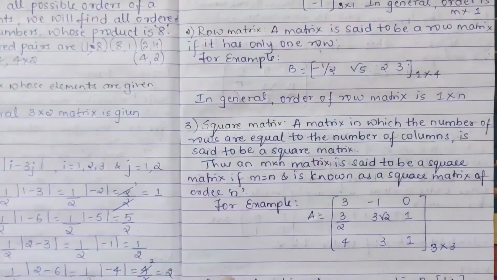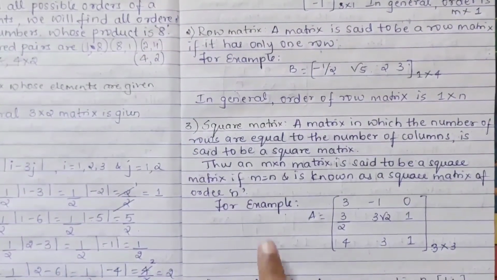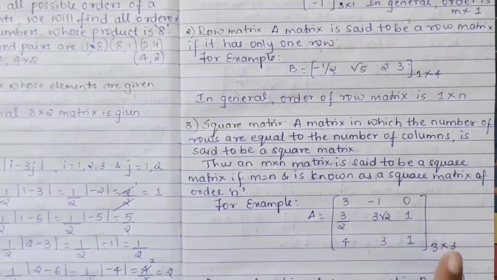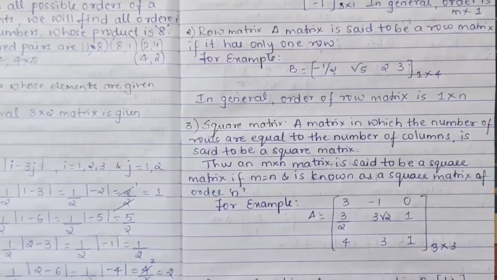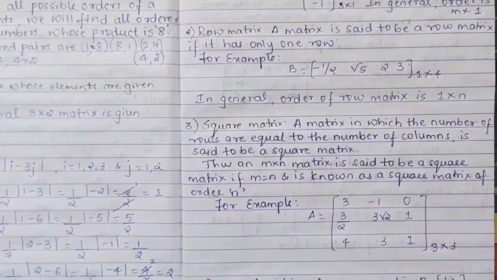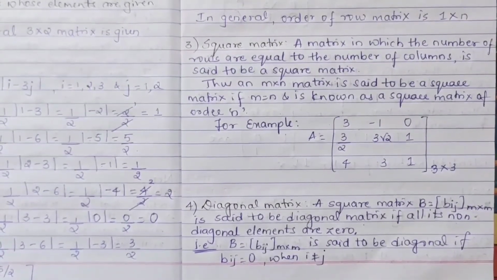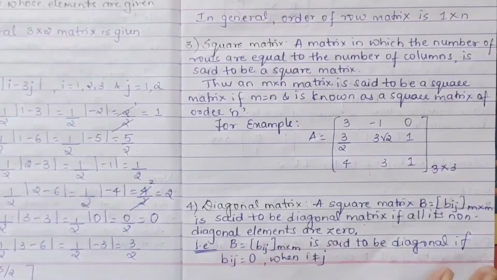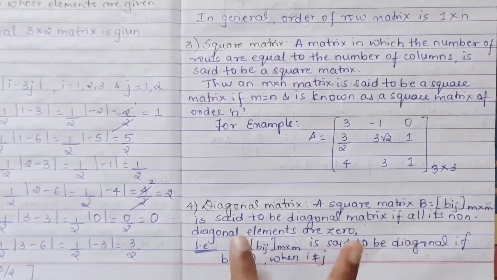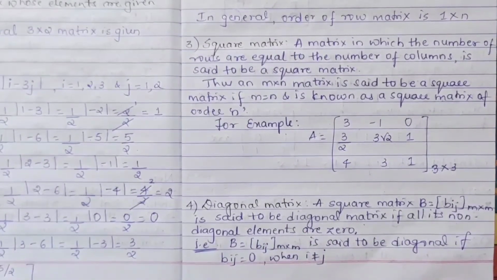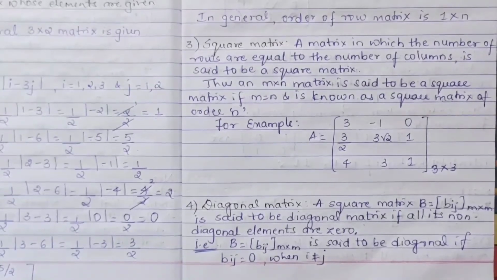Next is your square matrix, where the number of rows and the number of columns are equal. I have given it definition-wise, so you can just write it whenever they ask you the definitions. You pause it and note it down, all of you.